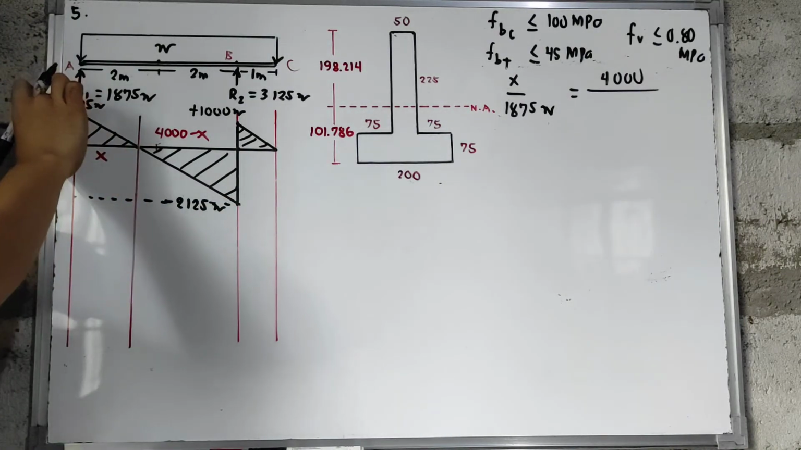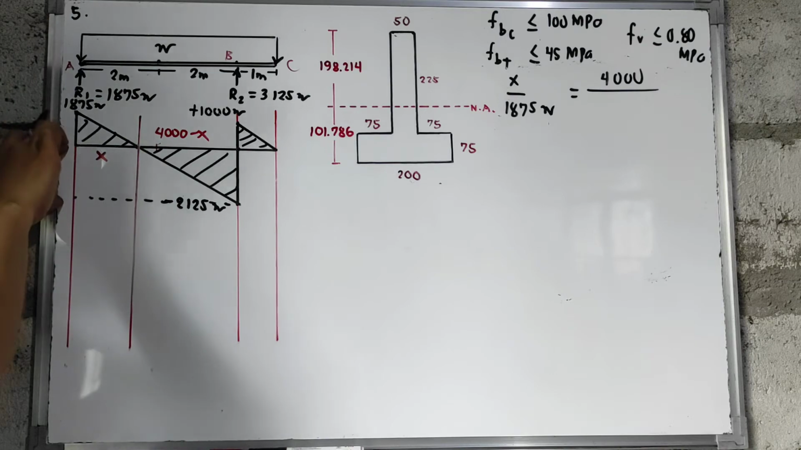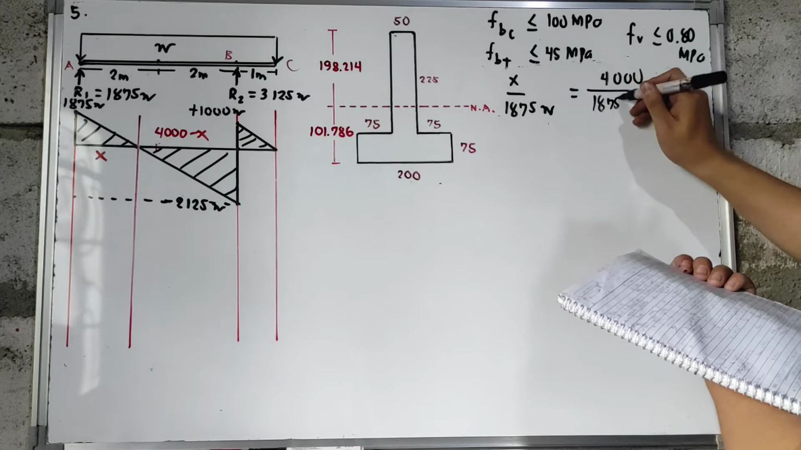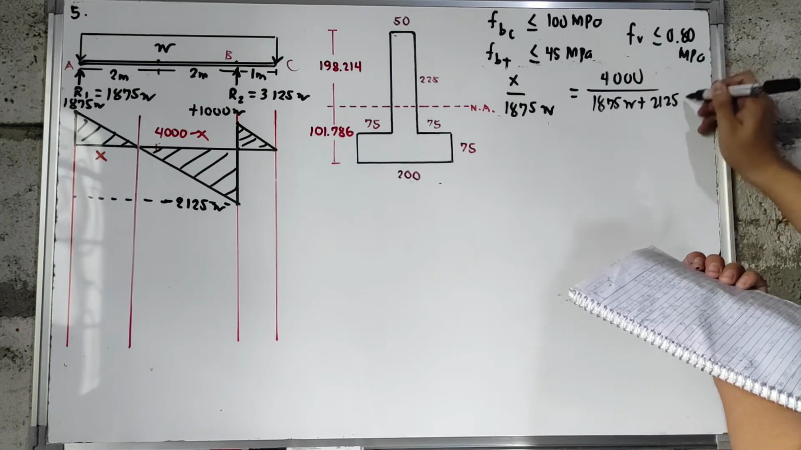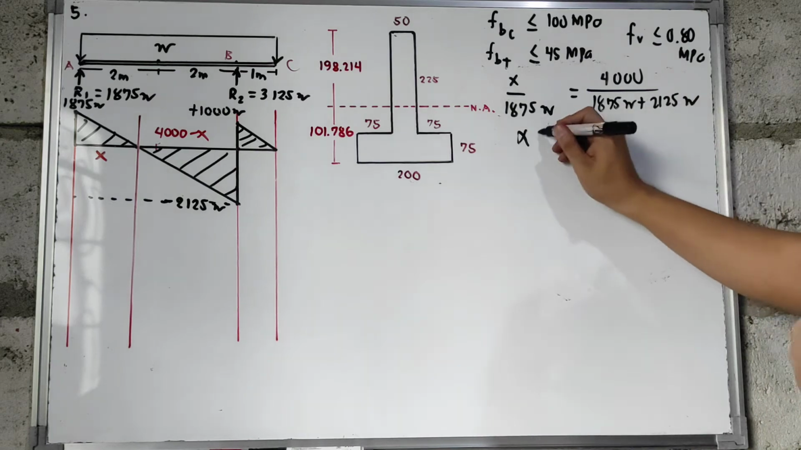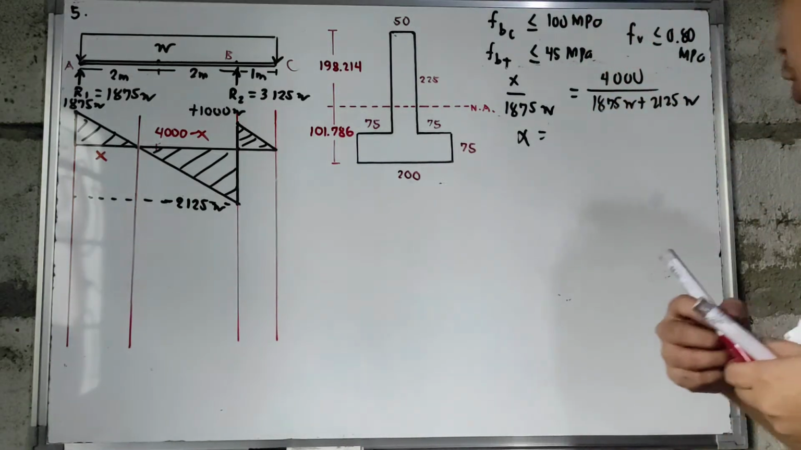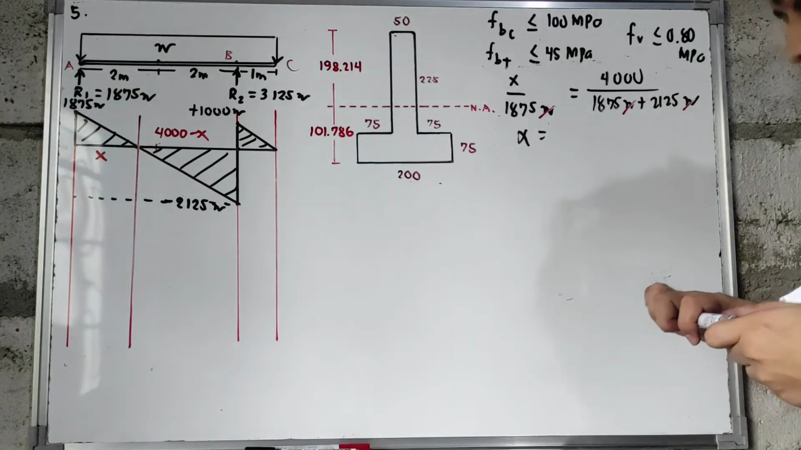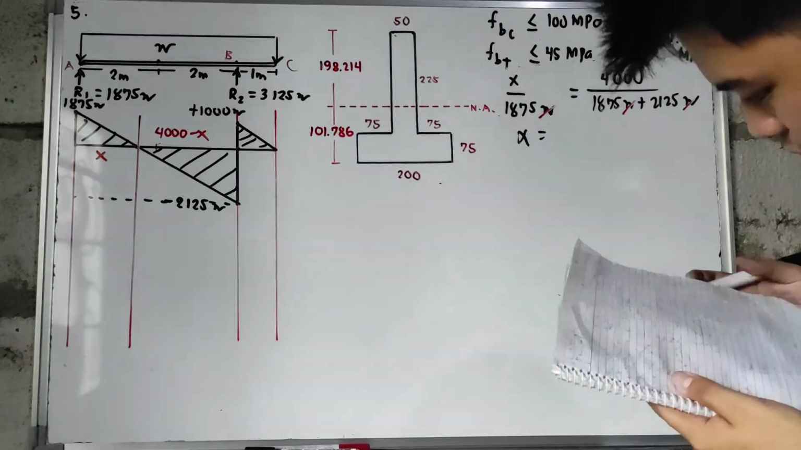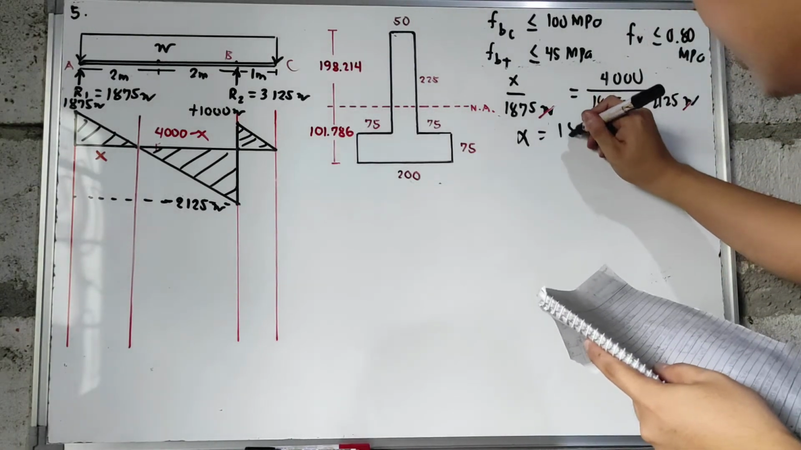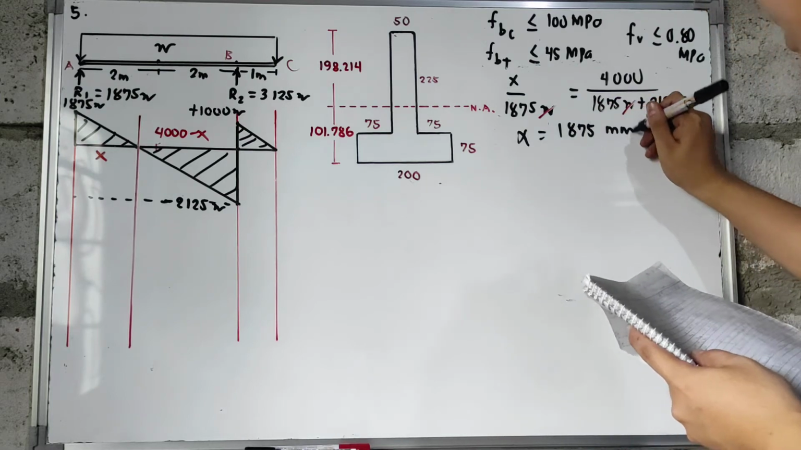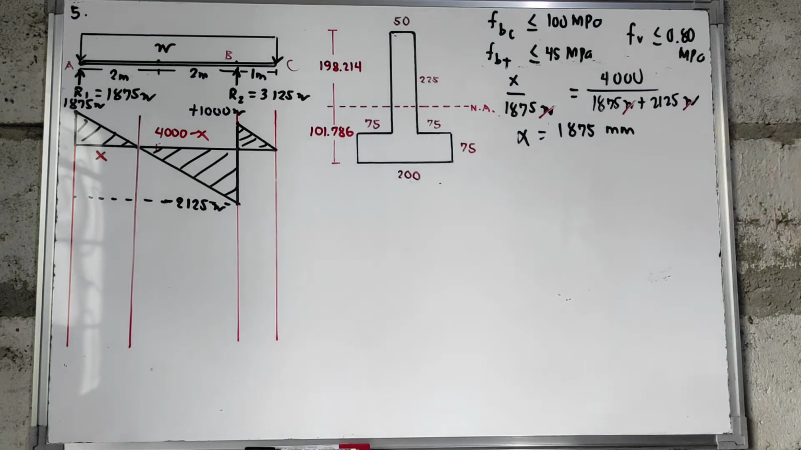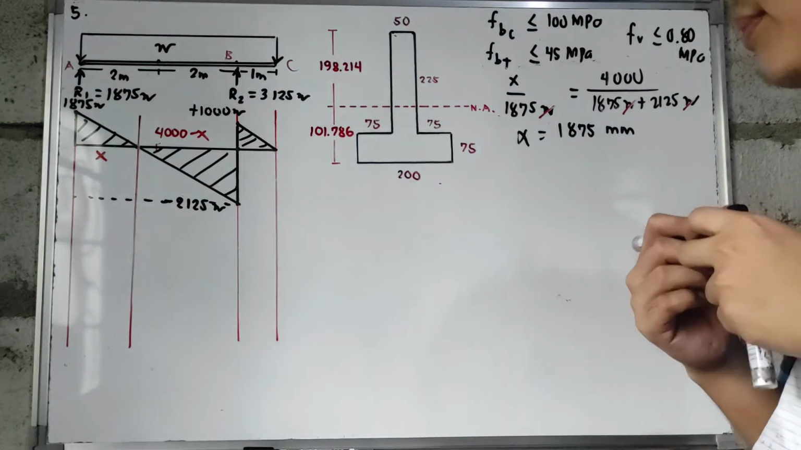So, what happens is, 1,875W plus 2,125W, the W will cancel. So, what remains is the value of x, which is equal to 1,875 mm. So, for this one, we now have the value of x, so we can get the values of our moments.